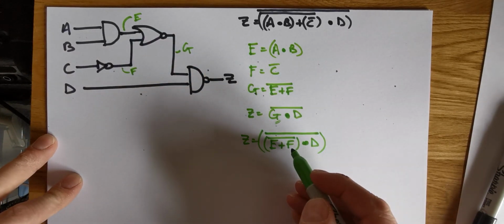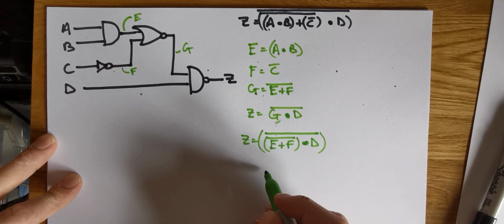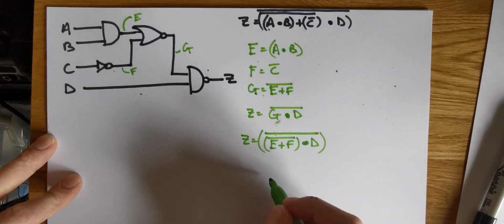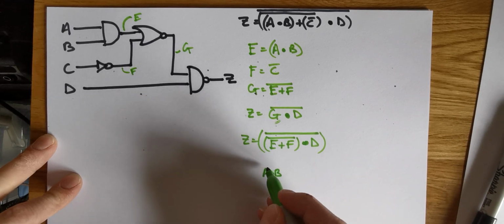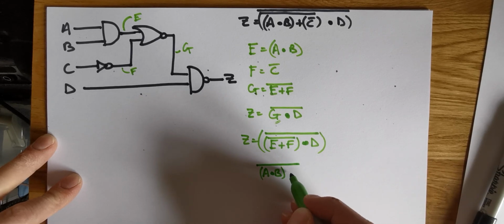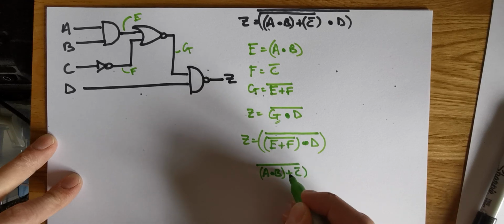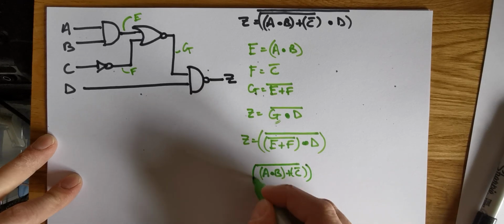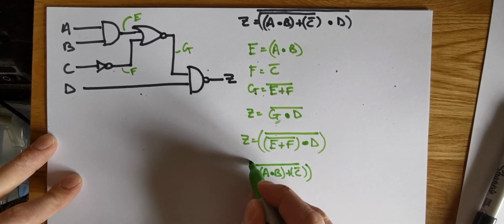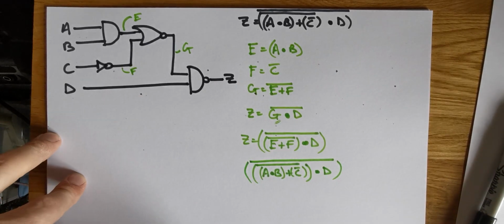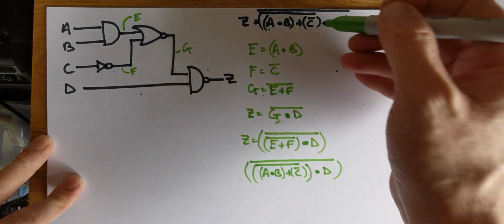So F is not C. And E is A and B, right? So let's say wherever we see an A, we should have an A and B instead of the E. That's still getting NORed with F, but F is actually not C. And that's all NORed together. And then that's still getting NANDed with D. So you can see how they two are the same.